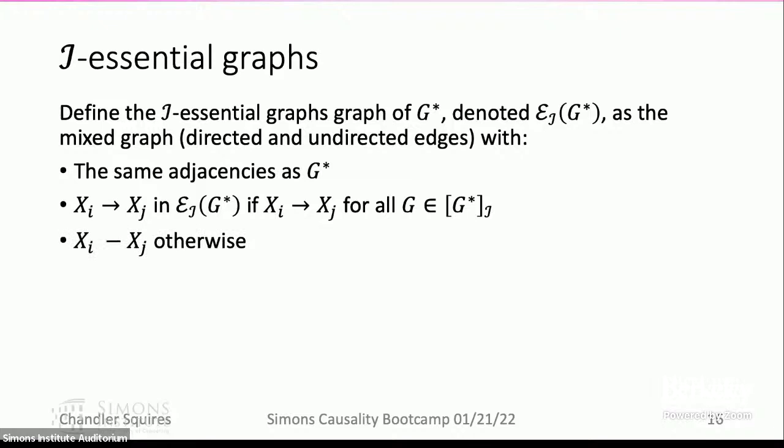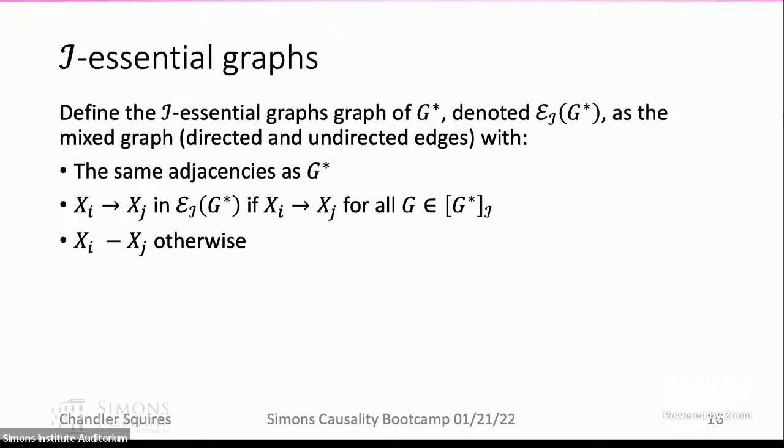Right, so I was discussing this definition for I-essential graphs, which is similar to the notion that we had in the observational setting, where we look at the whole Markov equivalence class, or in this case, the interventional Markov equivalence class, and we represent the information that we have about it graphically. So what information do we have? We know all of the things in the Markov equivalence class have the same adjacencies. So our I-essential graph, which is going to be a mixed graph with both directed and undirected edges, will have the same adjacencies as well.